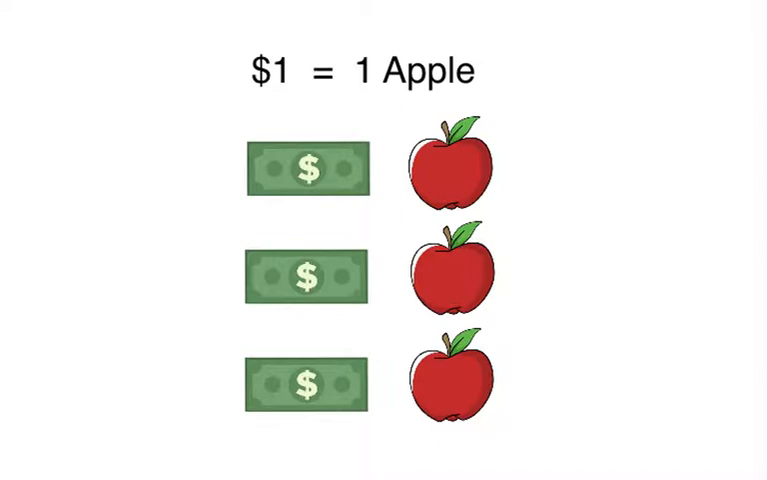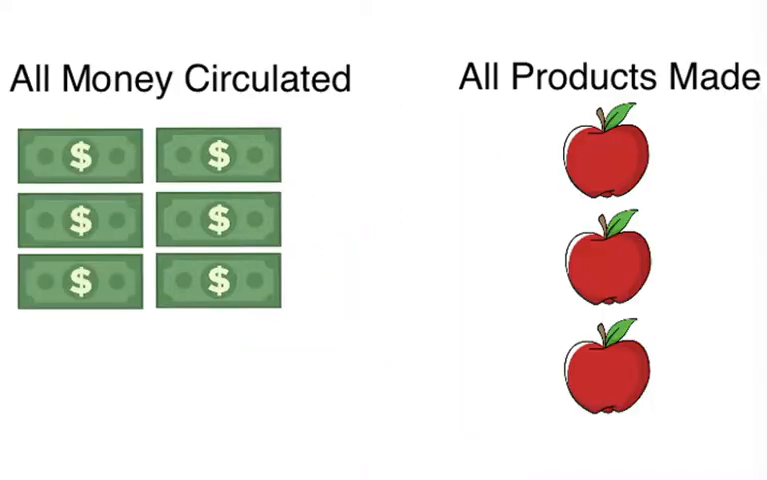Let's say that the next year, the government starts printing money and circulates a lot more money through the economy. And so now there's this many dollar bills circulating through the economy, 6 of them. And there's still, however, only three products made.